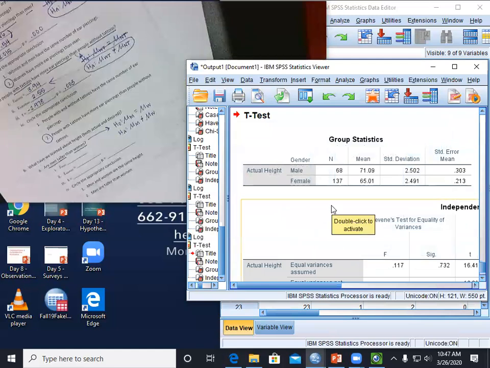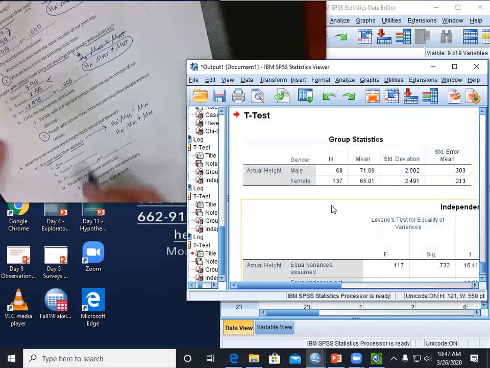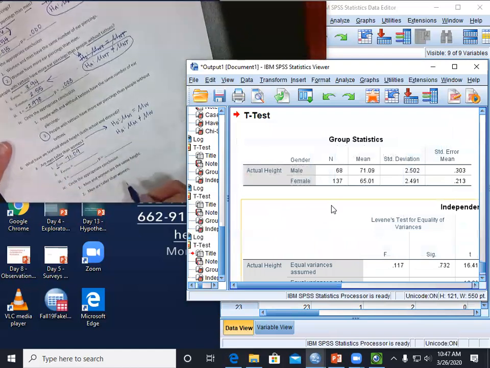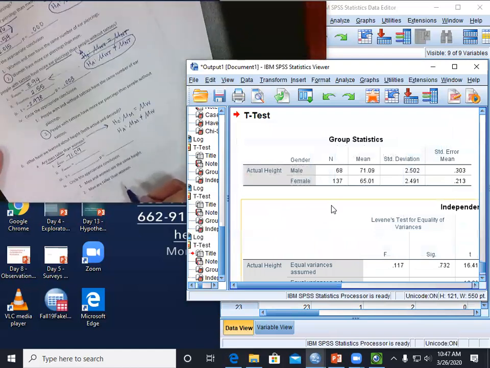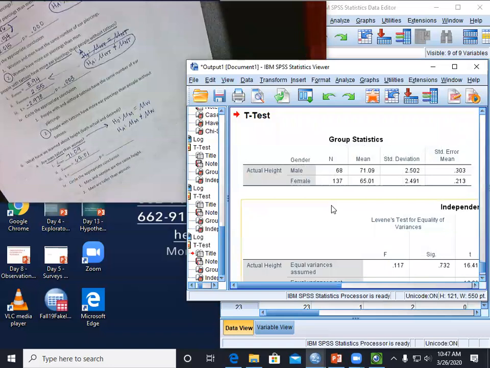All right, let's look first at our descriptive statistics. In the sample, that's what this X bar is, the sample mean, the men are on average 71.09 inches tall, so they're almost 6 feet, they're 5'11", and the women on average are 65.01 inches tall, they're 5'5" on average.